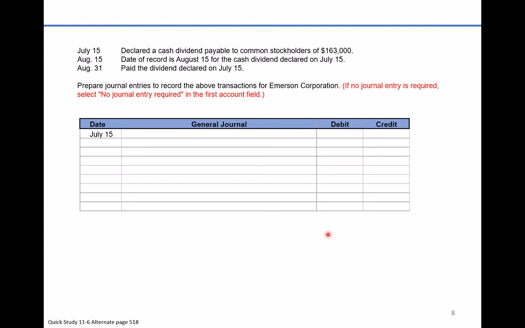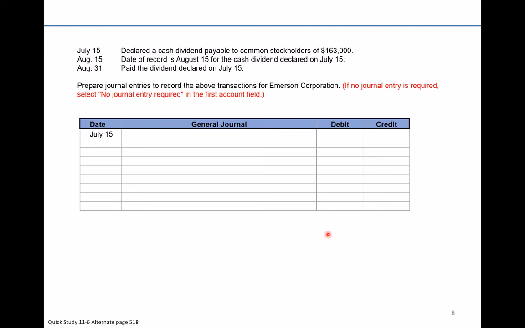The first transaction was on July 15th. The company declared a cash dividend payable to common stockholders for $163,000. In this transaction, the moment the board of directors declares the dividend, the company has become liable for that amount, and thus retained earnings are affected on that date of declaration.